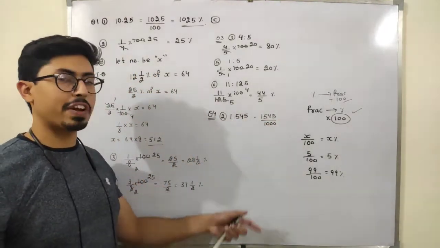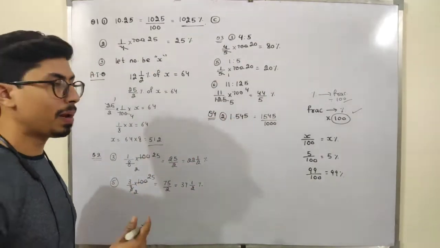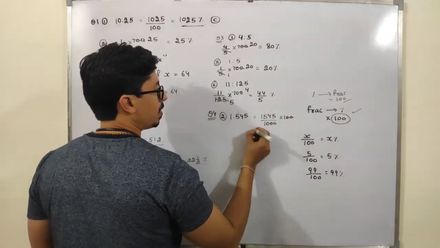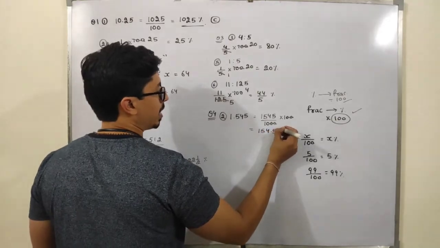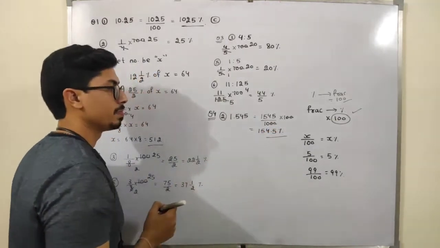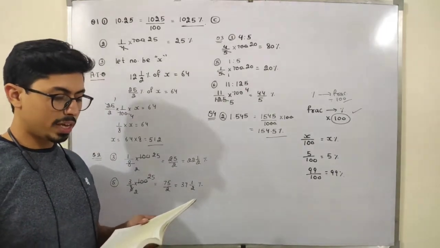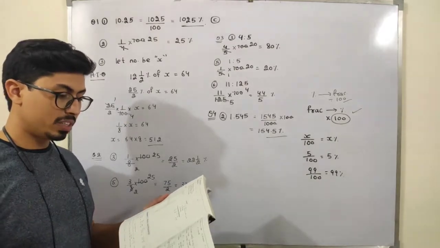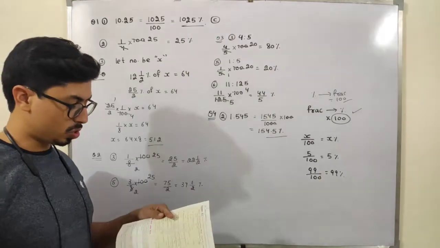Now students, this is a fraction. To convert this fraction into the percentage value, multiply it by 100. So if I multiply this by 100, it will be 154.5, and this will be my percentage. So this is my required answer. Now students, see 5.3, and this is my required answer.